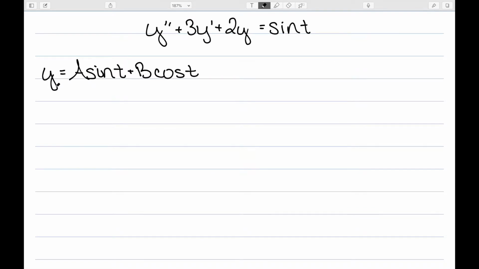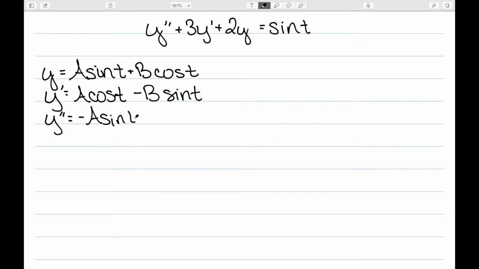So now I'm going to work the same example, but this time I'm going to let y be equal to a sine t plus b cosine t. Taking the derivative would give me a cosine t minus b sine t. And then my second derivative would be minus a sine t minus b cosine t.